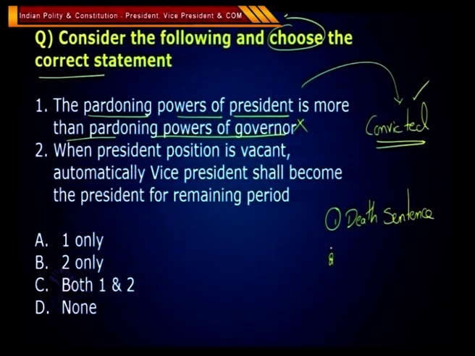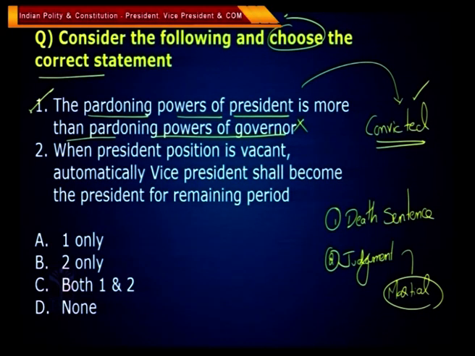Two, any judgment given by martial courts. Martial court means military courts. If there is any judgment given by a military court, even the Governor cannot pardon those punishments given to any person by the military court. It is only the President who has the authority. So, the first statement is absolutely correct.